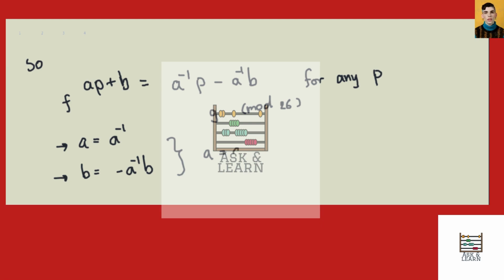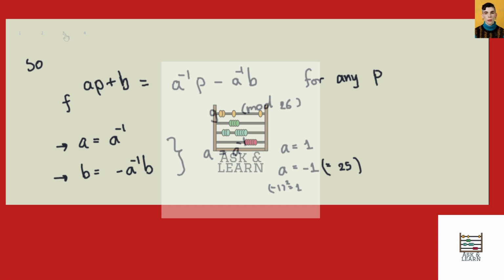Firstly, a equals a inverse. In mod 26, there are only two options. Either a is 1, or a is minus 1, which in this case translates to 25 in mod 26. Why? Because minus 1 squared is 1 as well.